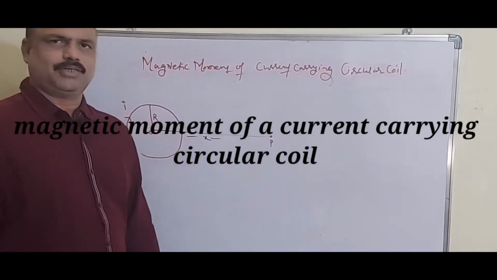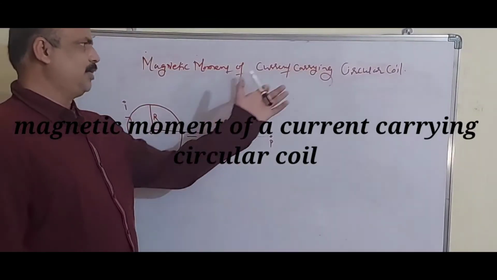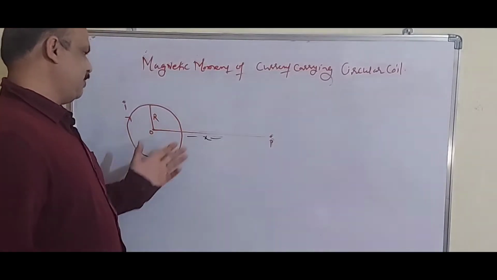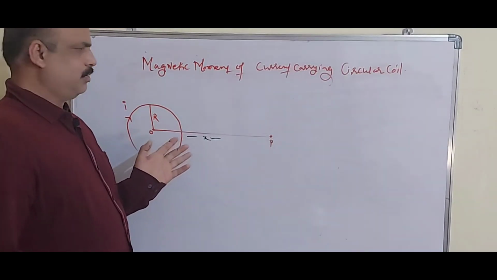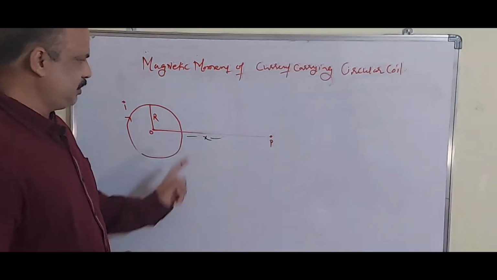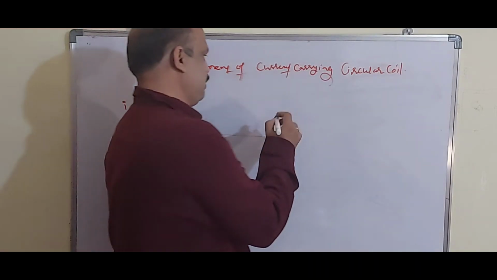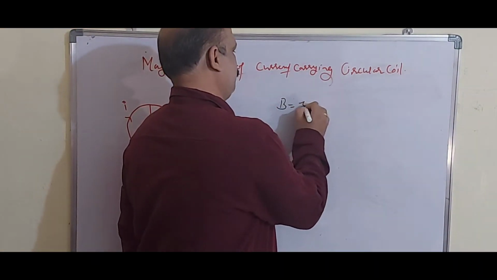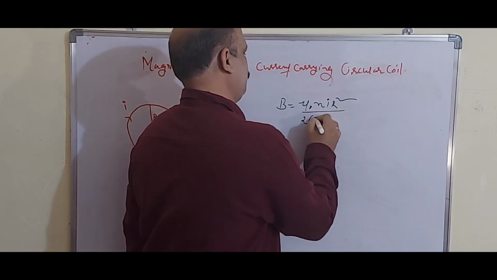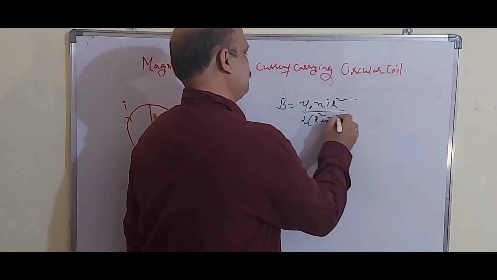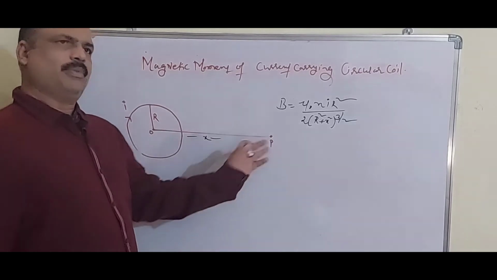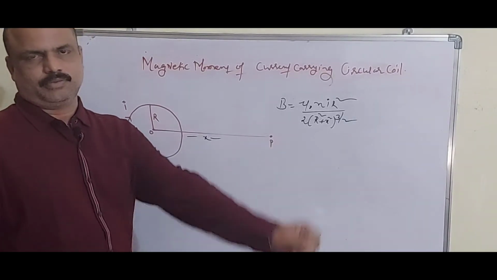Okay, now we are going to discuss the magnetic moment of a current carrying circular coil. We know that whenever current is passing through a circular coil, the magnetic field produced on the axis of the coil at a distance x from the center of the coil is B = μ₀NIr² / 2(r² + x²)^(3/2). This is the expression for the magnetic field on the axis of the circular coil.